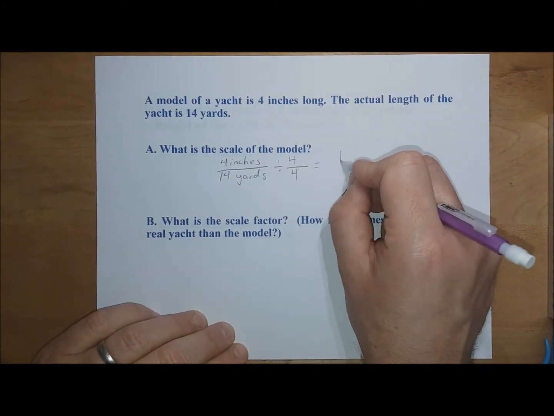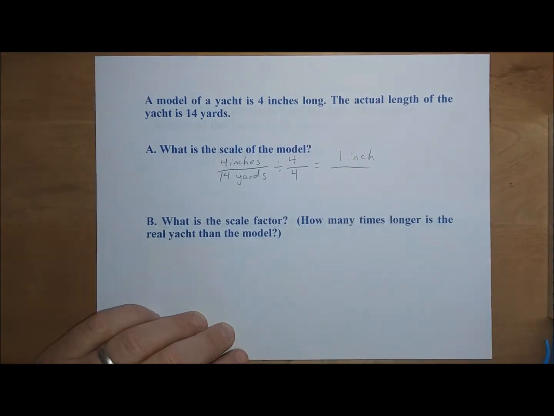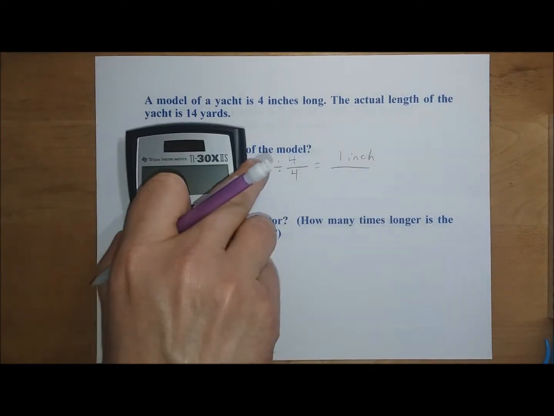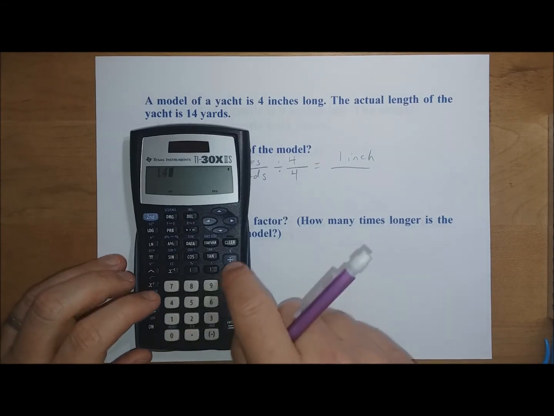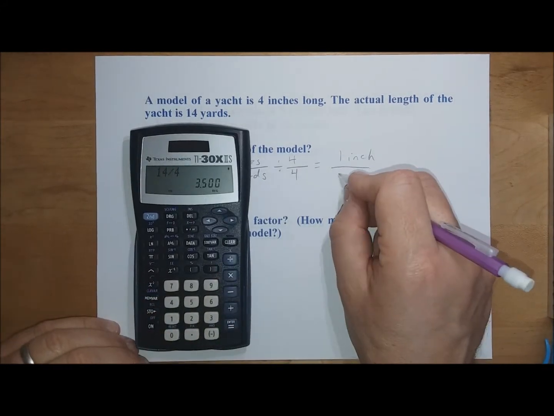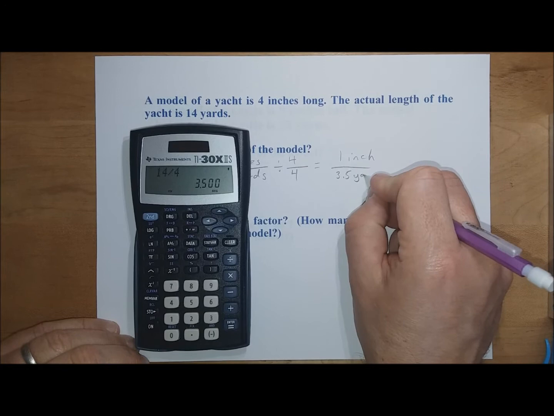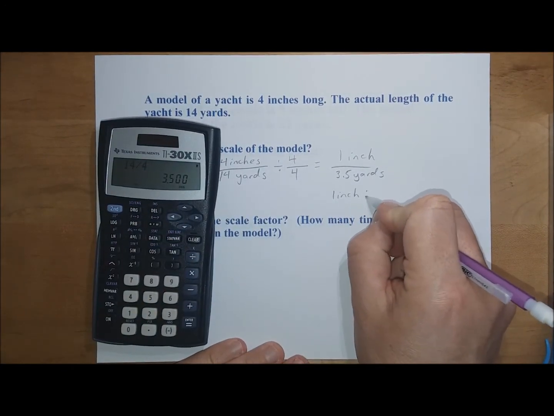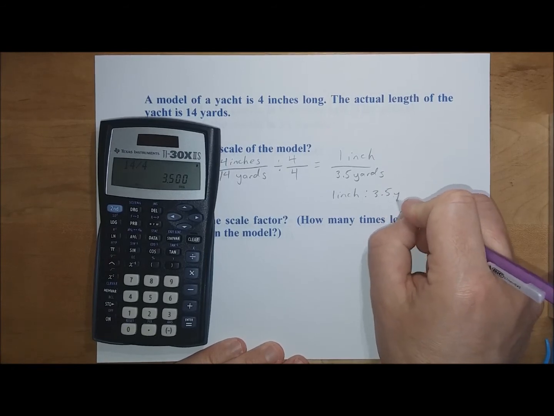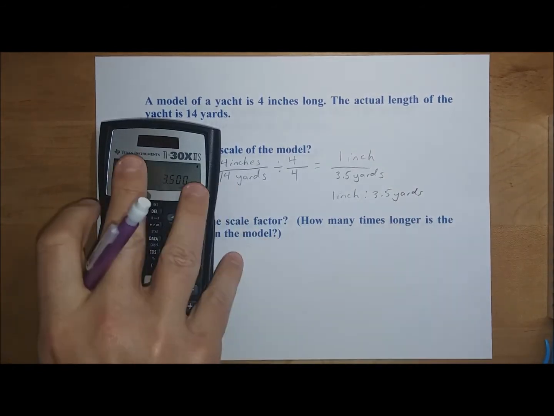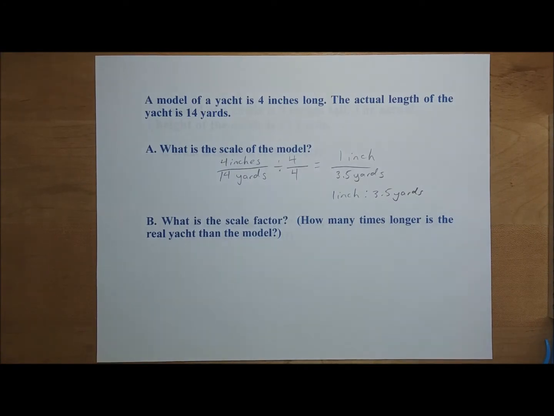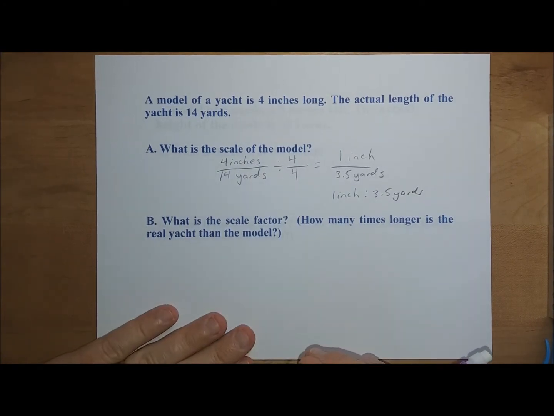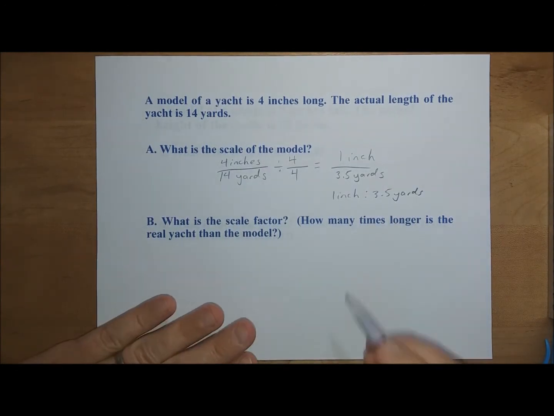And so I'm going to get 1 inch over, what is 14 divided by 4? What do we get? We're going to get 3.5 yards. Okay, and you might see this written as 1 inch to 3.5 yards. Just another way to write a ratio, right? Now, what is the scale factor? Okay, remember, scale and scale factor are a little different. Scale factor is a unitless ratio.